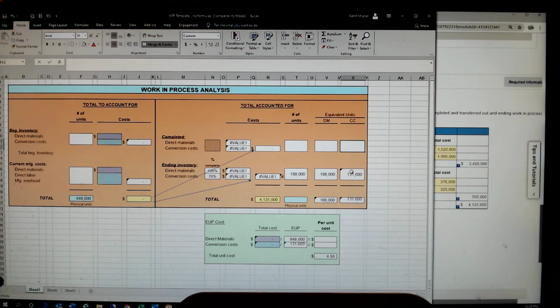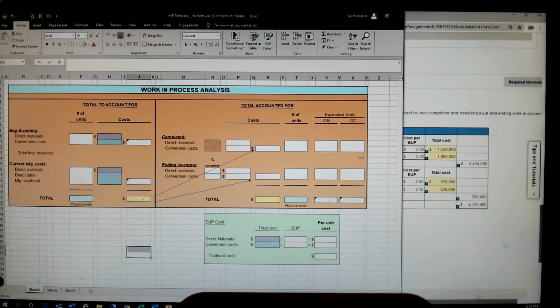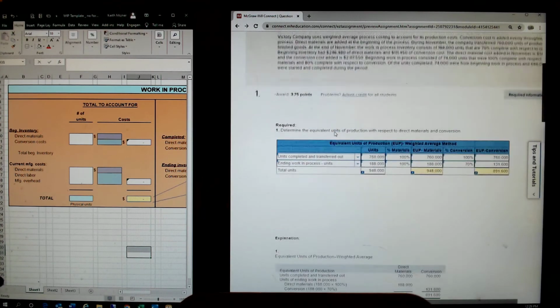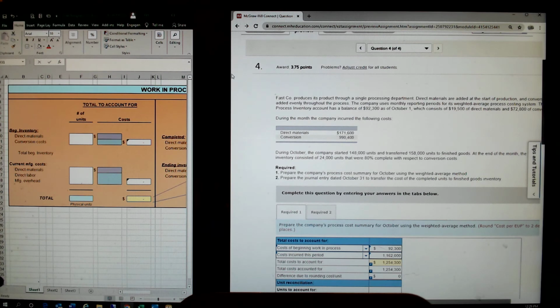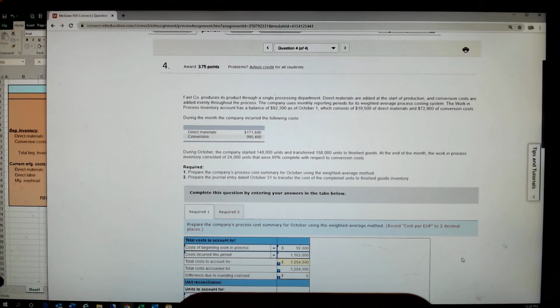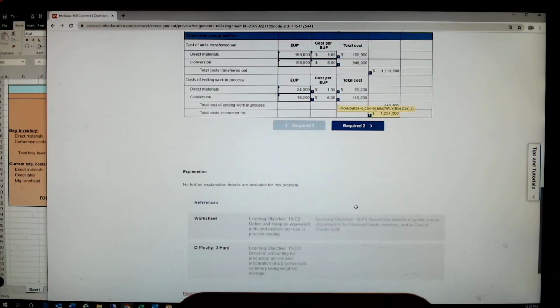I'm just going to clear this. Just reset it. Get rid of some of these formulas and okay. It's all reset. Now what's your next problem? The next problem in this particular case is, drag it open here a little bit, Fast Company. Now this one is actually going to go through and prepare a production cost report, I believe.